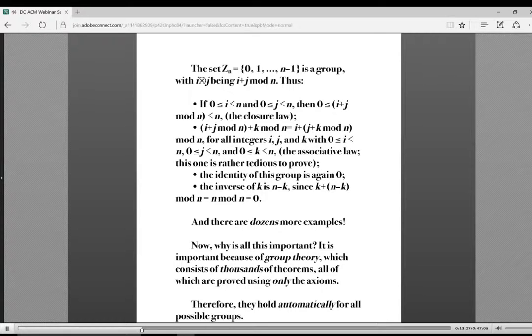And there are dozens more examples. Now, why is all of this important? It is important because of group theory, which consists of thousands of theorems, all of which are proved using only the axioms. Therefore, they hold automatically for all possible groups.